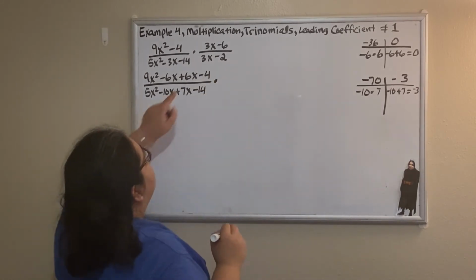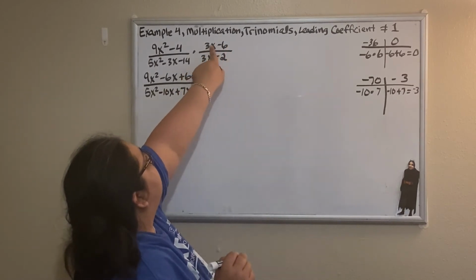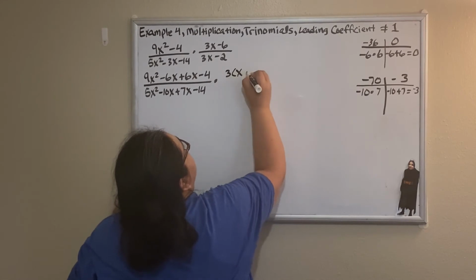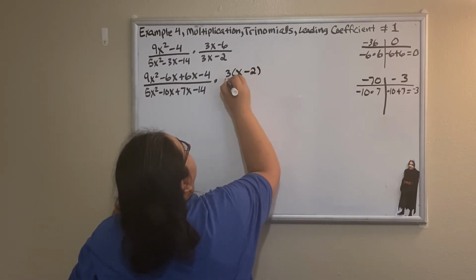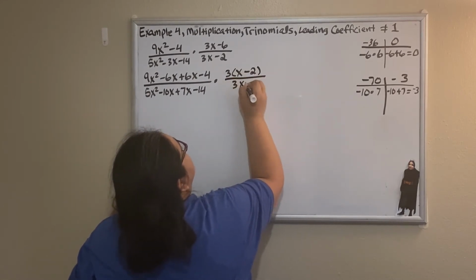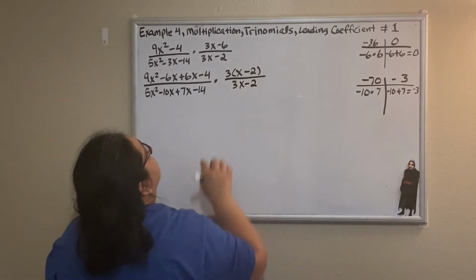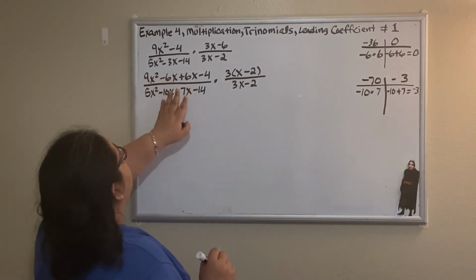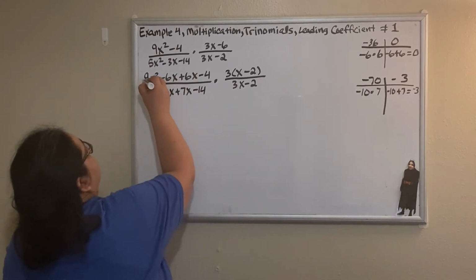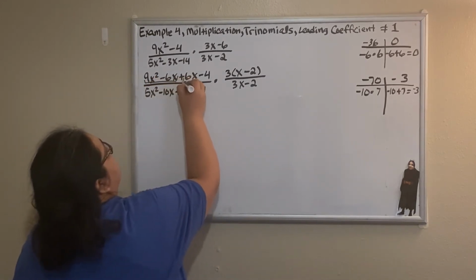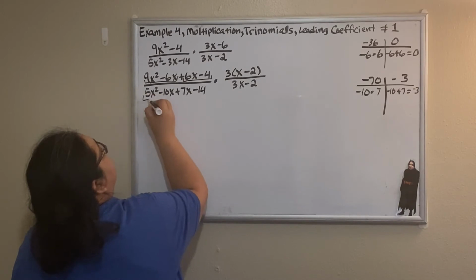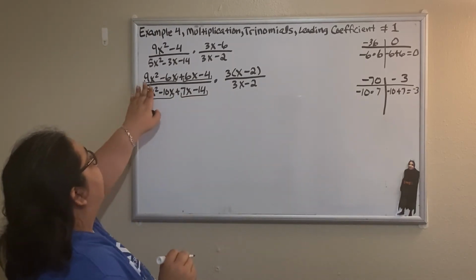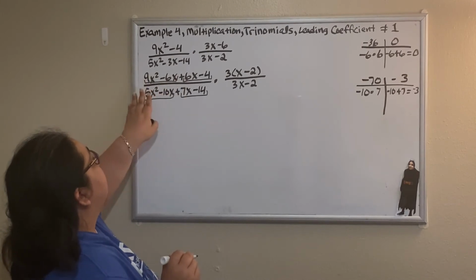times. And over here, 3x minus 6, we can go ahead and factor that as 3 parentheses x minus 2 over 3x minus 2 does not factor, so we're going to leave that alone. And now, in the first fraction, we're going to group the first 2 terms and the last 2 terms on both of these polynomials. And then we're going to factor each of those groups individually.